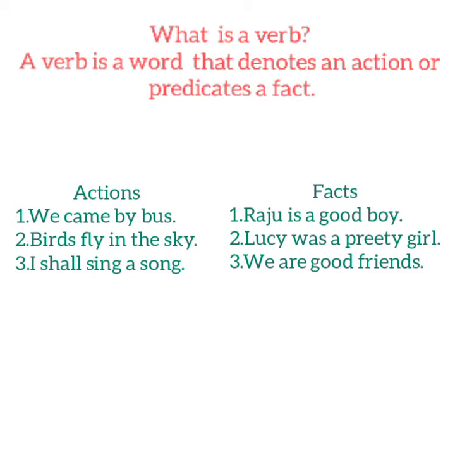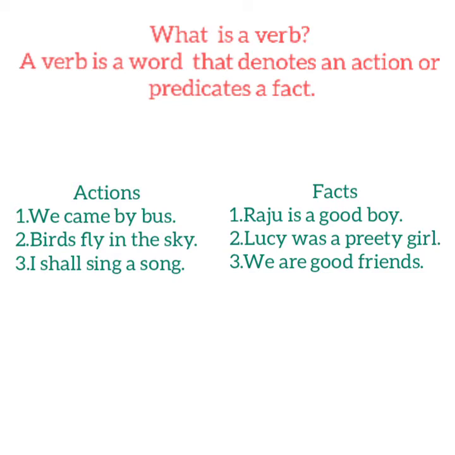Examples of actions. Number 1, we came by bus. In this sentence, the action is came. Came is the verb. Number 2, birds fly in the sky. In this sentence, the birds are doing an action, that is fly. Fly is the verb. Number 3, I shall sing a song. Here, shall sing is the verb. Now let us see examples of facts.